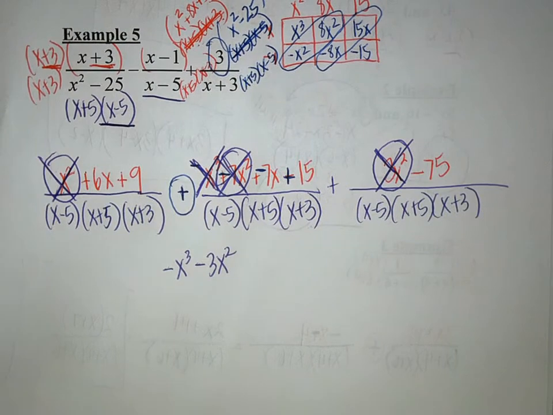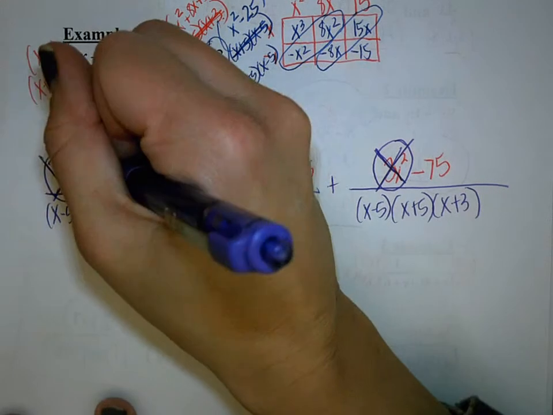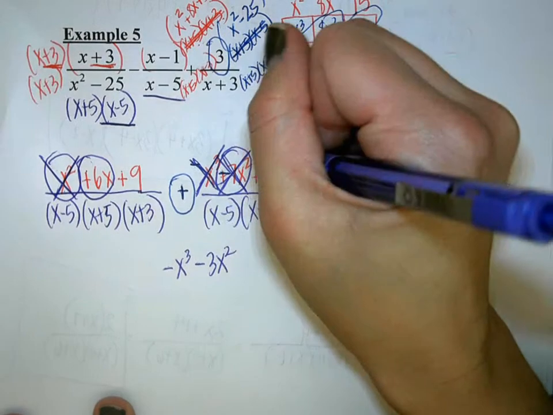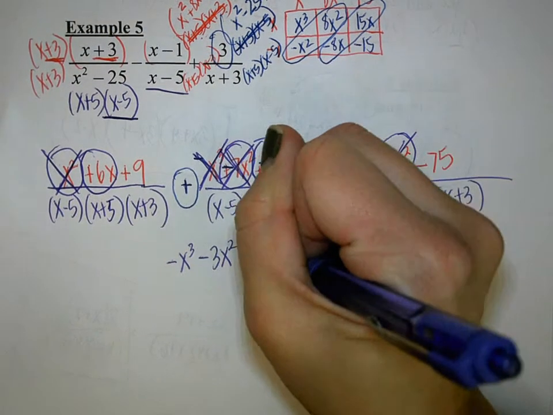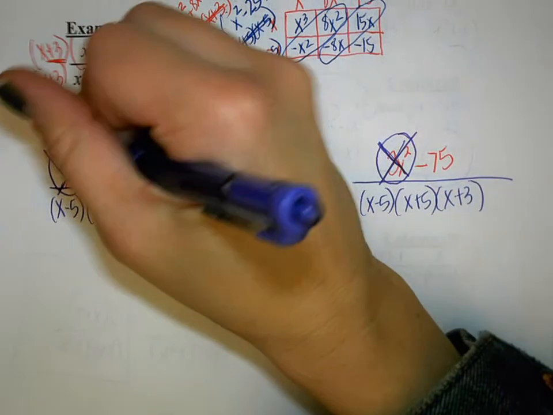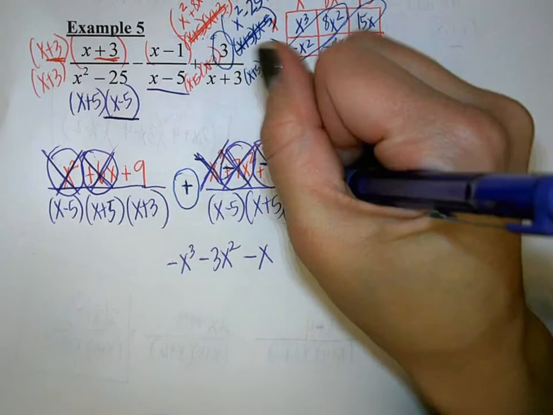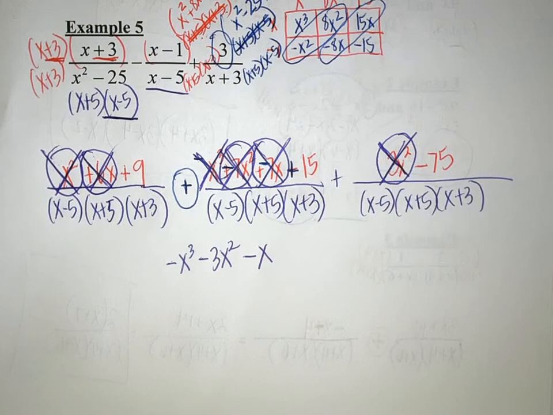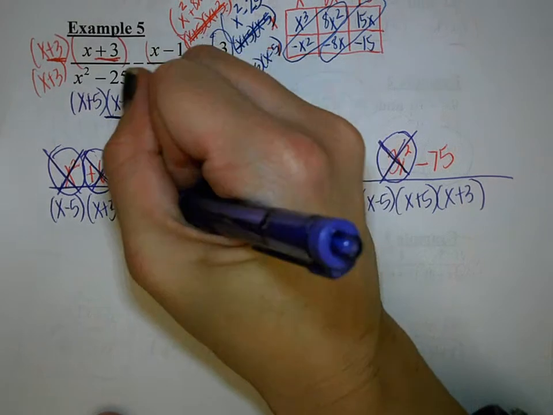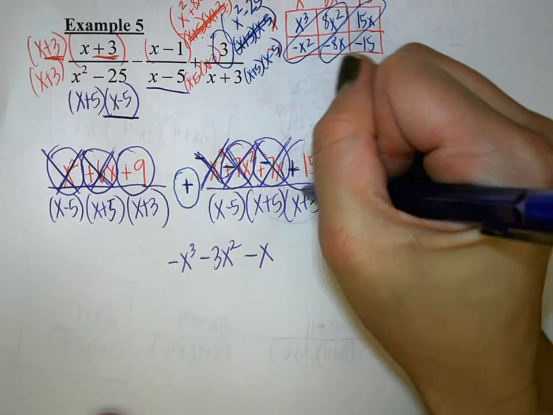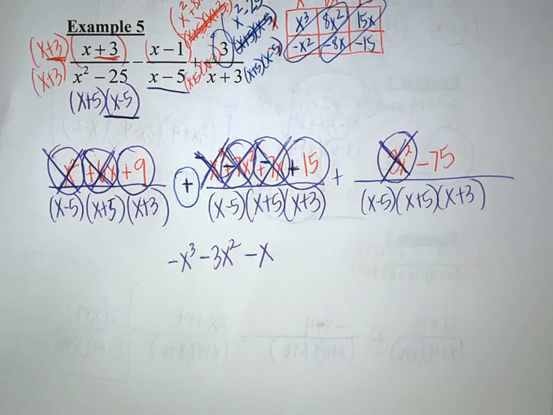And then we have to go to the x's, so we combine 6x and 7x. 6x and negative 7x makes negative x. Cross those out. Let's add again. Okay, 9 and 15, which equals 24. Then subtract that from 75 and we get 51. Positive or negative? Negative. Good.